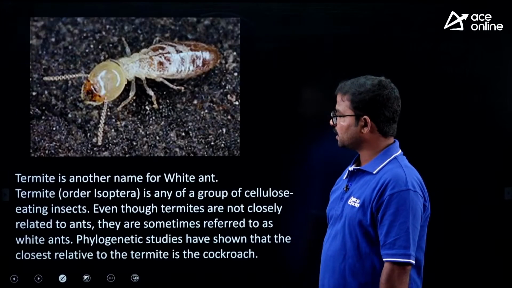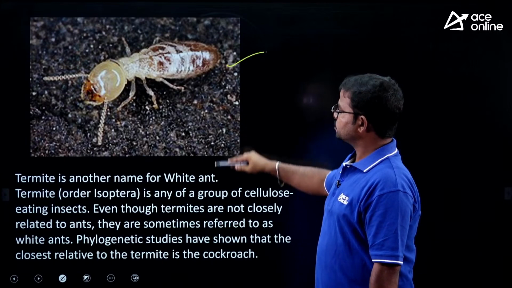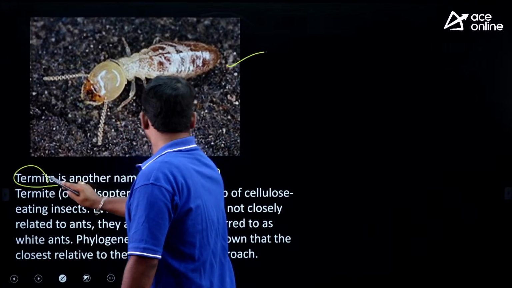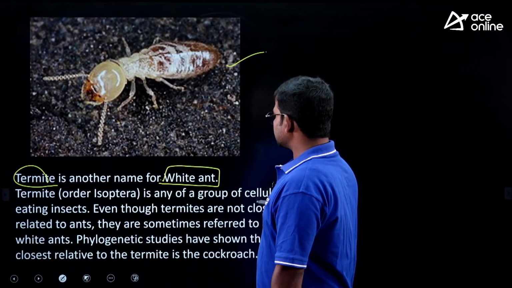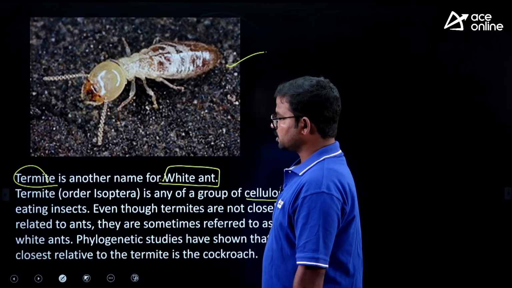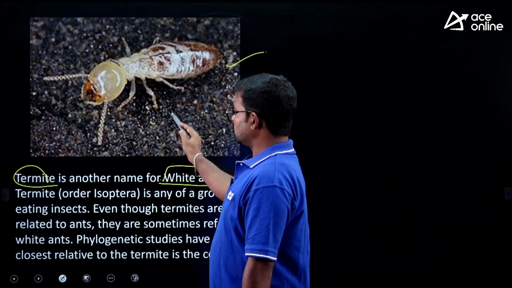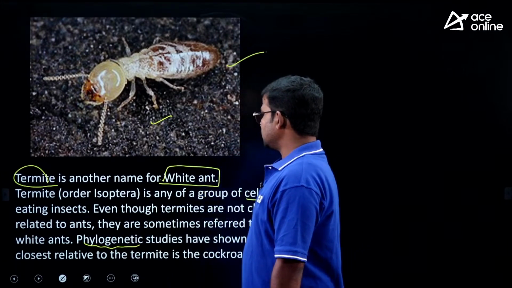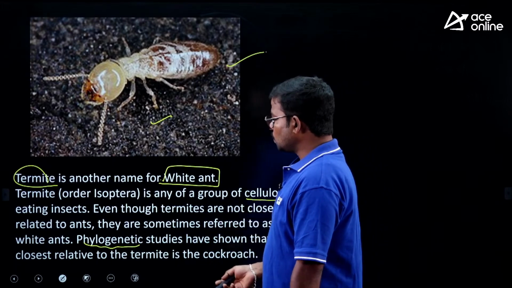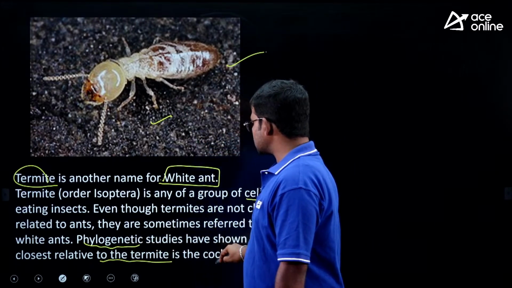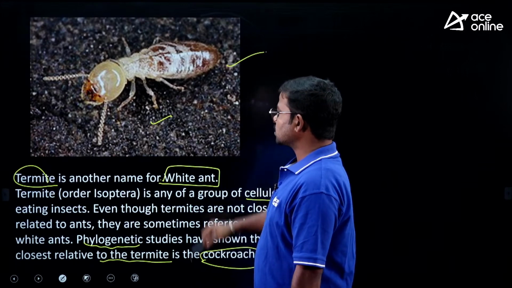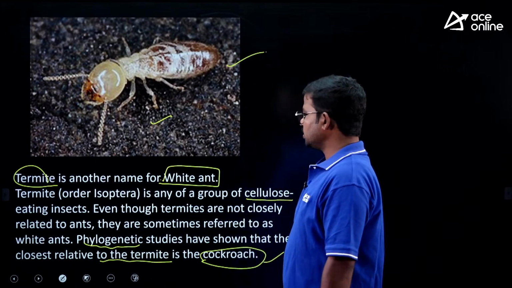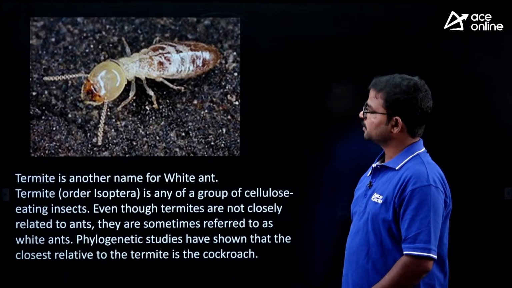Of course, you may have an idea about this type of derivatives. White ants are nothing but termites. Here it mostly consumes cellulose derivatives. And one more interesting point: according to phylogenetic studies, the closest relative of the termite is considered to be the cockroach. So you have to remember these 3 points here.